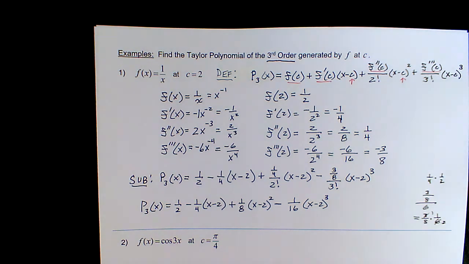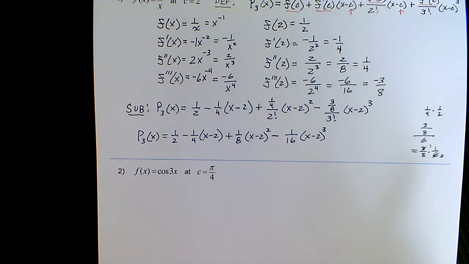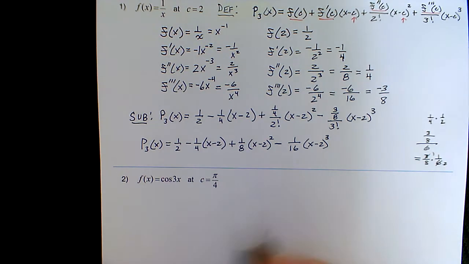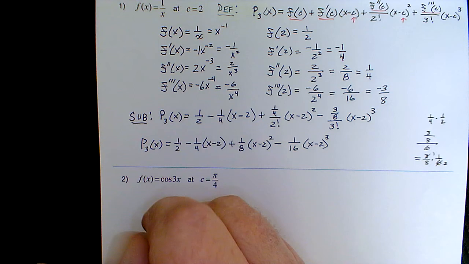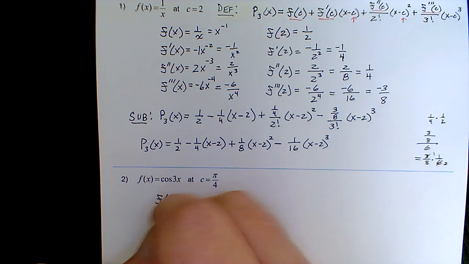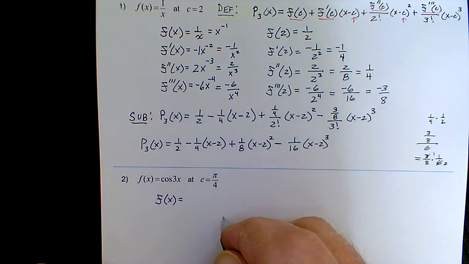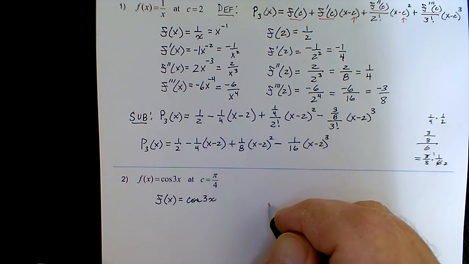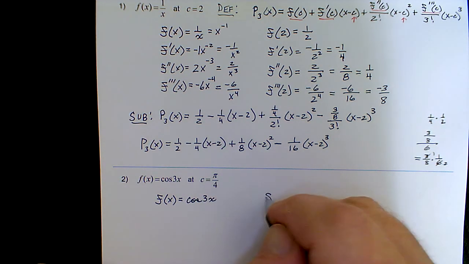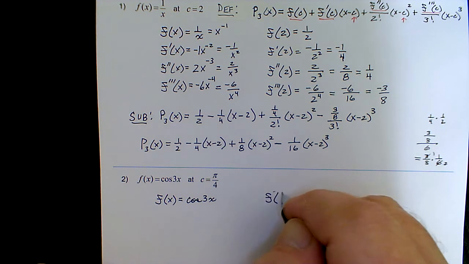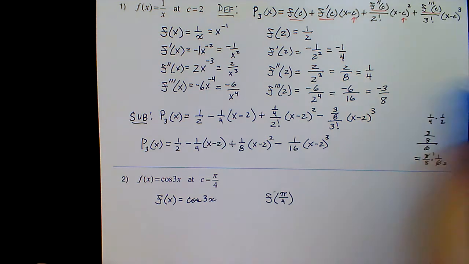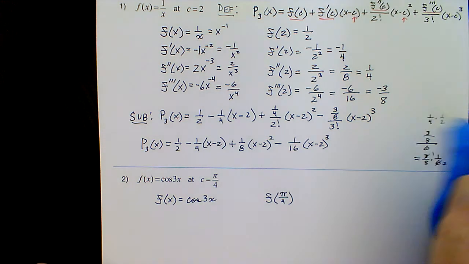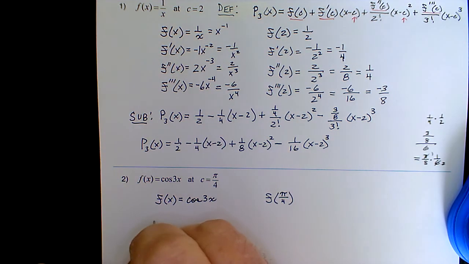And so, as a second example, again, it's just a matter of the function and its first 3 derivatives, and then in a second column we'll evaluate those at the given value of c, which in this case is pi over 4. Okay, so 3 derivatives here.